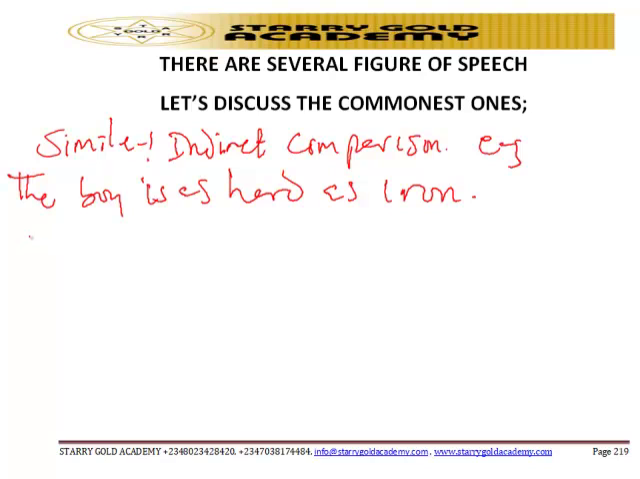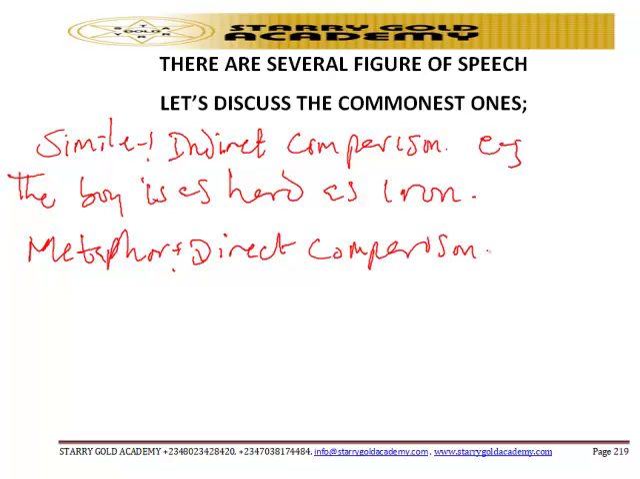Now going to the next one. It's a little bit closer to simile, but it's without using the word as or like. This one is a direct comparison, with the absence of as or like. For example, we may use any word that we like, depending on our understanding. You may say the boy is a lion. This is a direct comparison. The boy is a lion in the field of play.